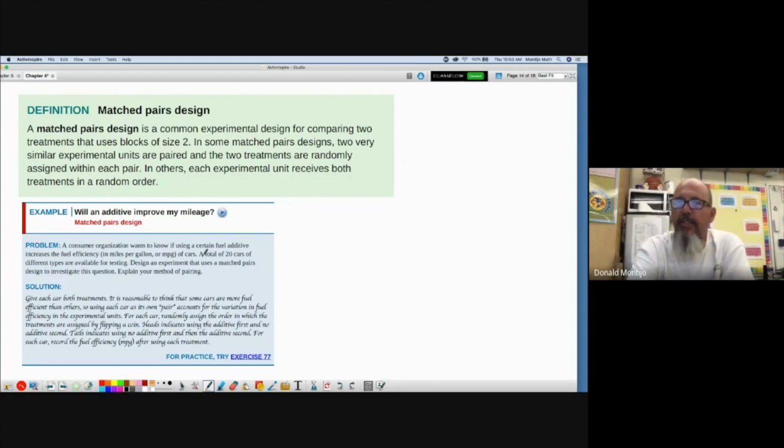A matched pairs design is a specialized type of block design. In a matched pair design, you usually will use yourself as your own control group. So you would compare you to yourself. It wouldn't be fair to compare me to you. We're very different. The example that we're going to use to describe a matched pair design is listed below here. Will putting this additive into your car increase your gas mileage? Well, if we have a total of 20 different types of vehicles for this test, and we want to decide if this additive increases your fuel efficiency, or gives you better miles per gallon in your car.